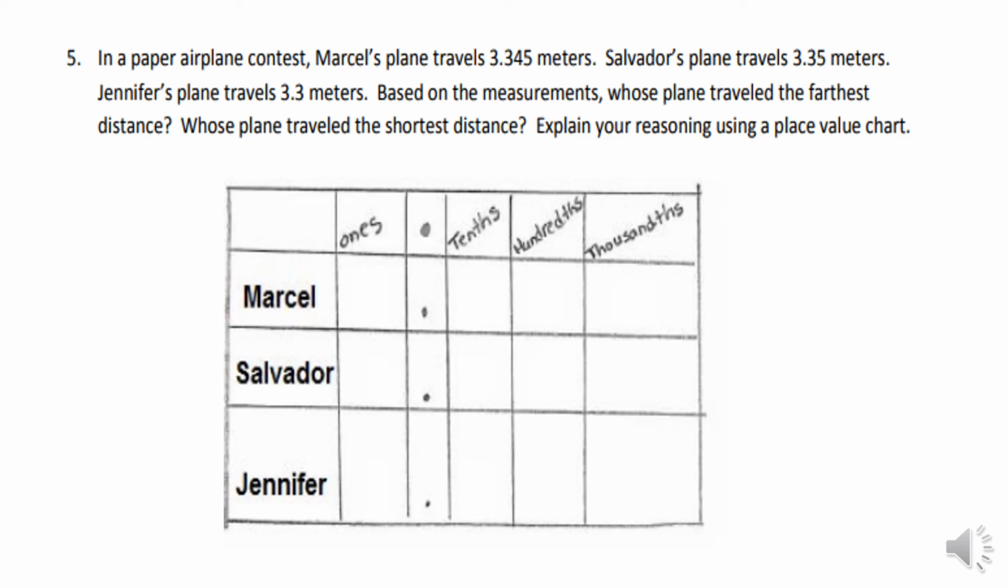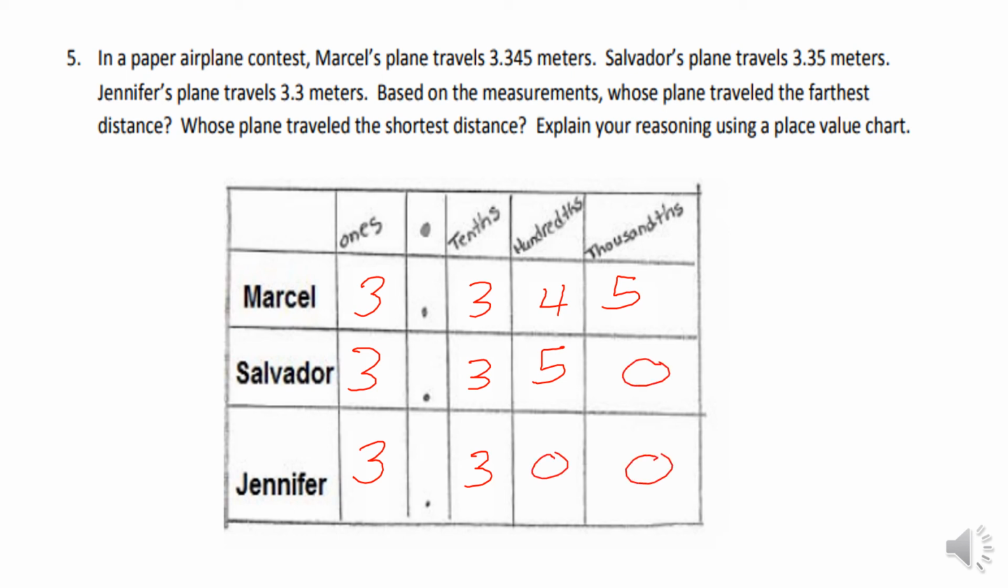Here they already have a place value for us. I'm looking at Marcel's, and I can see he had 3 and 345 thousandths. Salvador's was 3 and 35 hundredths, and Jennifer's was 3 and 3/10. Once again, I'm going to go ahead and put in placeholders so they're all the same. And by doing this, you can see this is 300, this is 345, and this is 350 thousandths. So by reading them, you should be able to tell which one was the largest one.